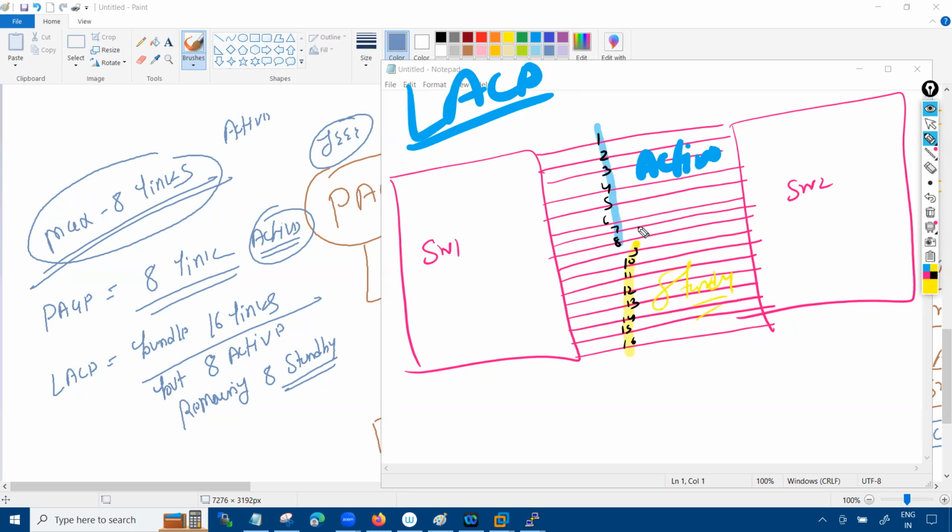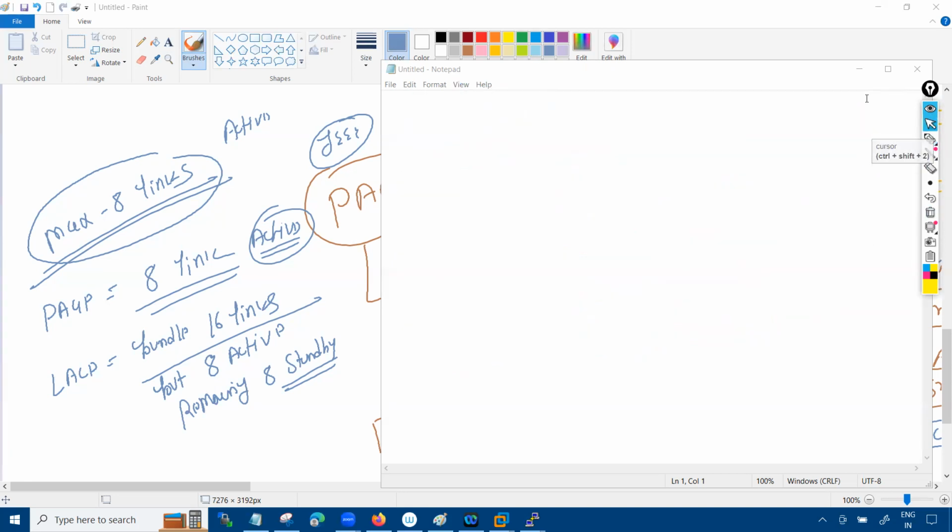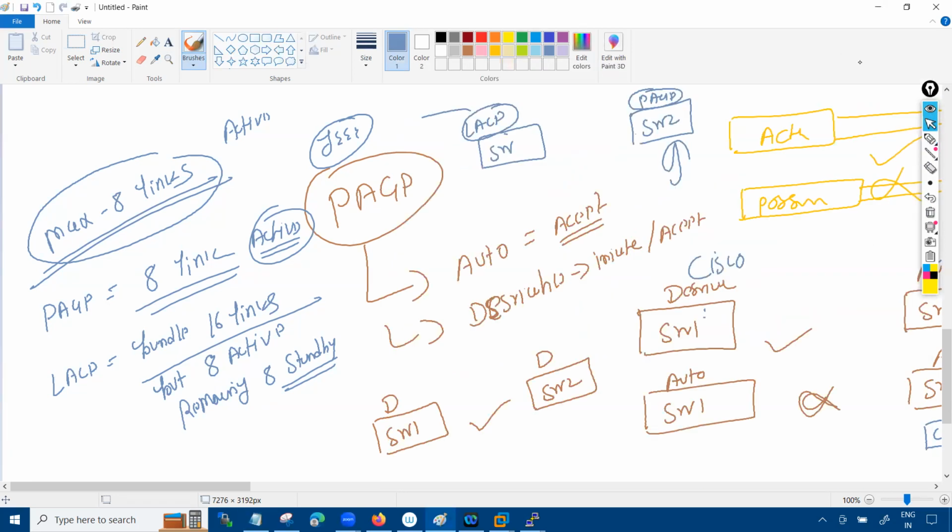So if one of the links, for example, if port number 8 goes down, understood this concept, then 9 will become the active one. So only 8 will be active in the LACP scenario. So either you are going to use the PAgP protocol or LACP protocol, maximum you have 8 links active.